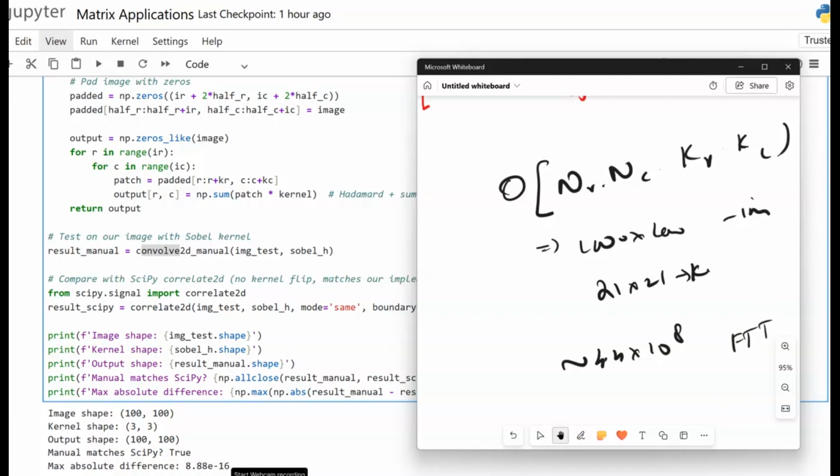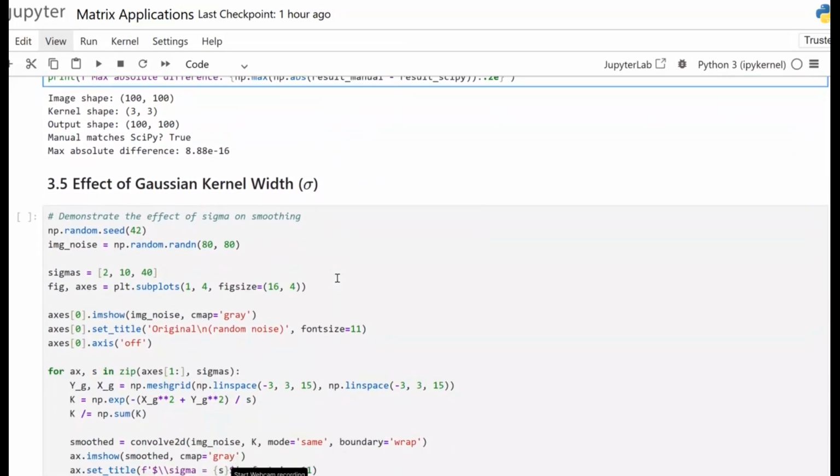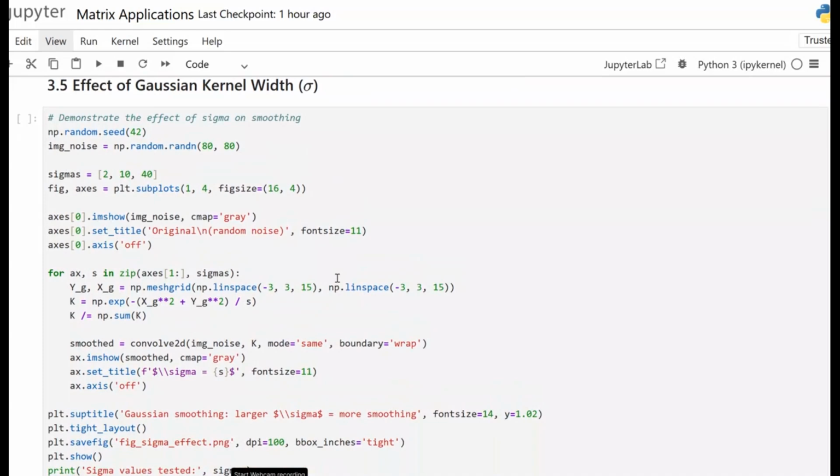Let me move on to the next one: the effect of Gaussian width. Previously I specified the parameter sigma. This code illustrates how sigma controls the spread of a Gaussian kernel, which affects the strength of the image smoothing. It applies Gaussian filtering with increasing spread to a noisy image and compares the results.